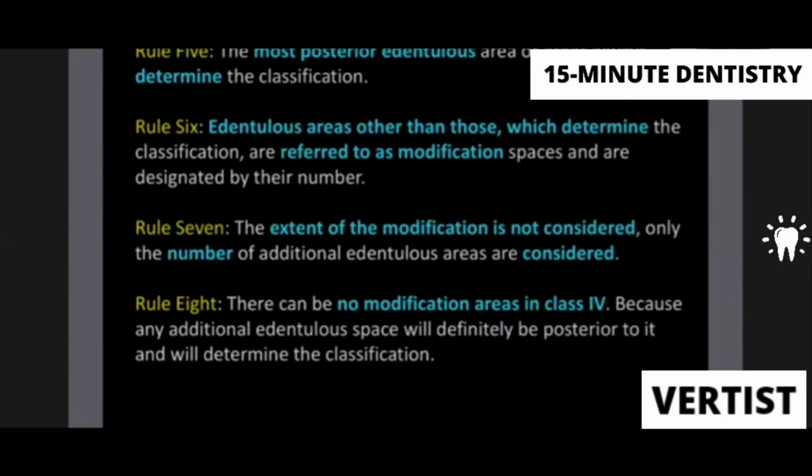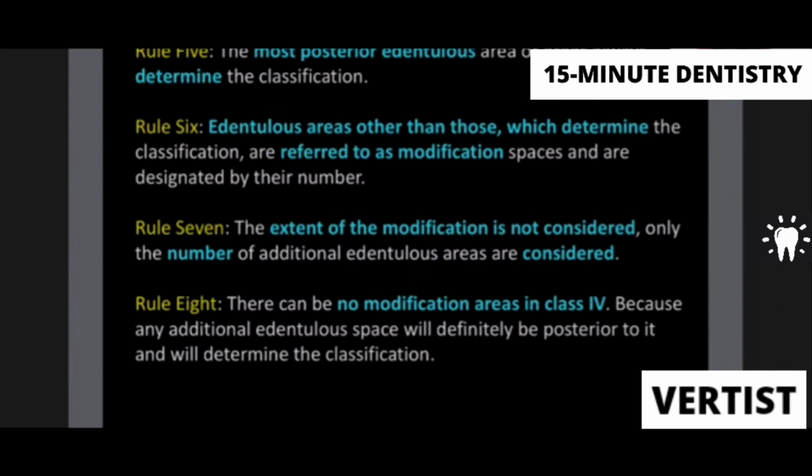Rule 5, the posterior most edentulous area always dictates the classification. Remember that. Then you have rule 6, which determines that edentulous areas other than those are basically modification spaces. Rule 7, the extent of modification is not considered. And rule 8, there can never be any modification areas in class 4.